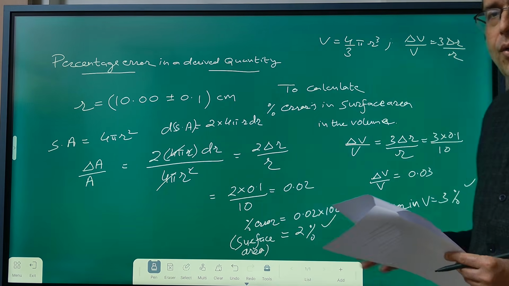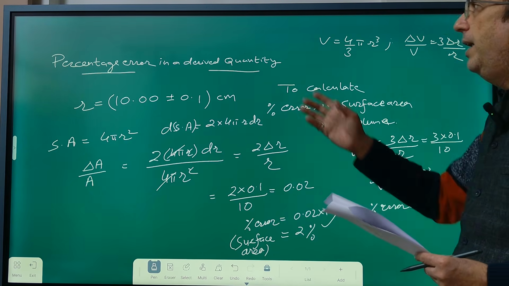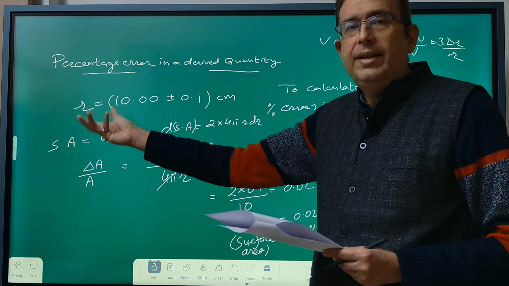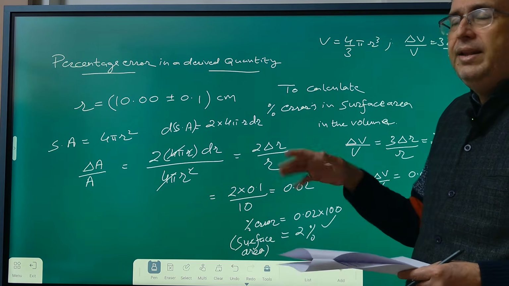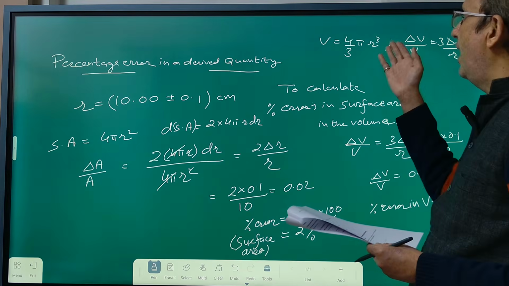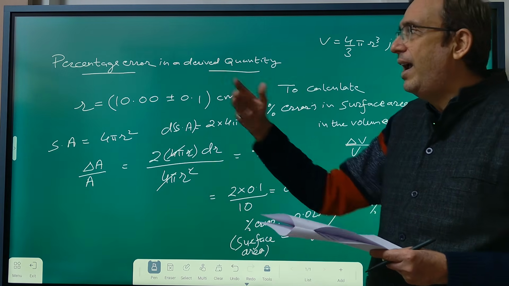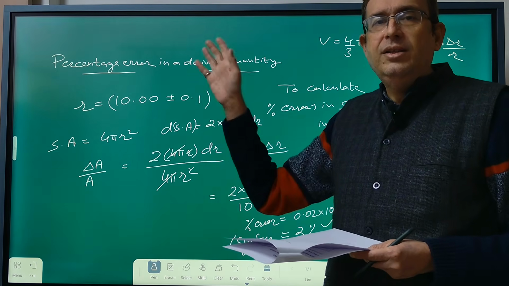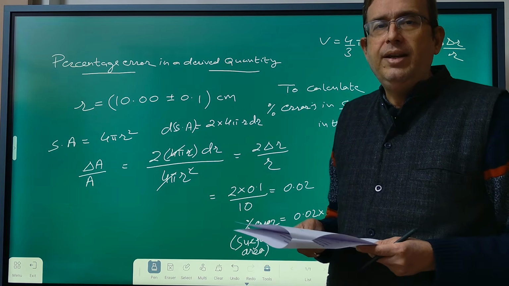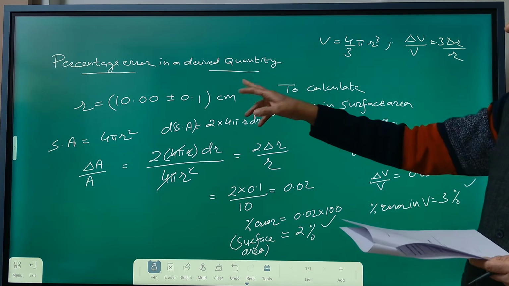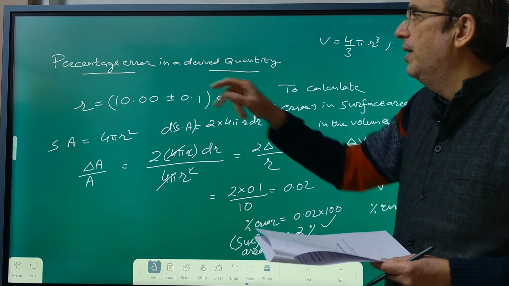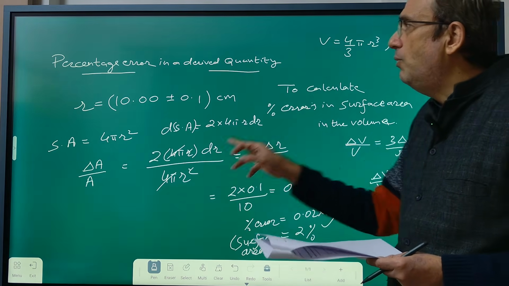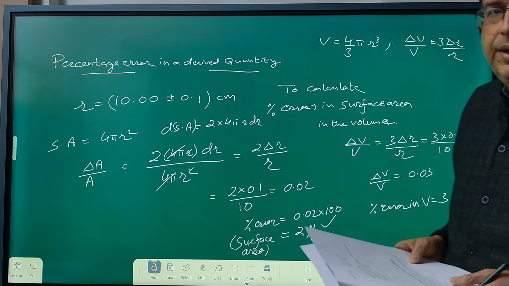So this is how you calculate the percent error in derived quantities. For example, R is a given quantity to you, and the error is given in that quantity, and quantities like the surface area and the volume are derived quantities, which are derived from the radius. Surface area is calculated from the radius, and similarly, volume is also calculated from the radius. And from those derived quantities, if you know the error in the parent quantity, then you can calculate the errors in the derived quantities like this. Okay?